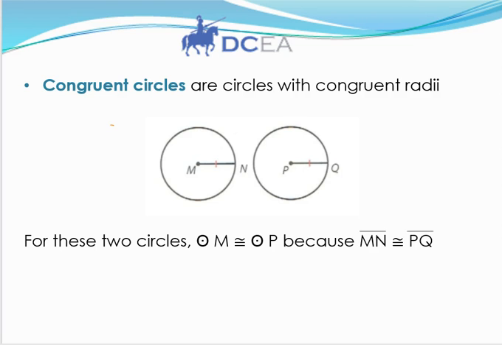So congruent circles are circles with congruent radii. For these 2 circles, circle M is congruent to circle P because the segment MN is congruent to the segment PQ. When circles have radii, the radii in the circle will all be congruent to each other. Let's give an example. Let's say that MN is 2. What they're saying is that the length for PQ will also be 2.